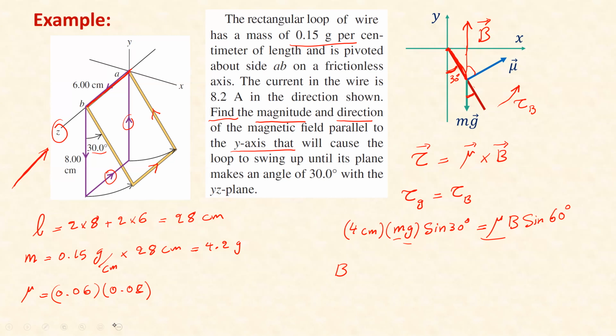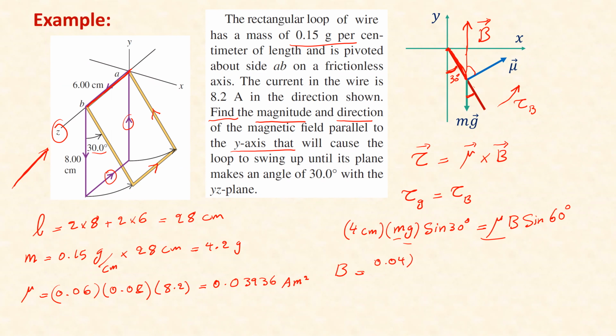This is the area times the current times 8.2. Right? How much that comes to? 0.06 times 0.08 times 8.2 becomes 0.03936 amp meter square. Okay, this is mu.